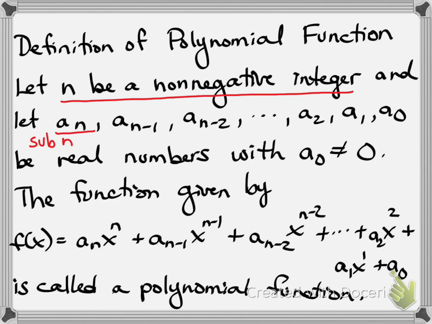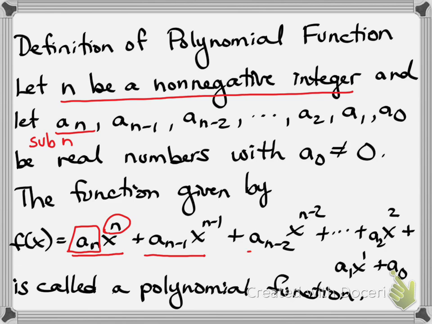So all of these a sub whatevers are just real numbers. They're just variables standing for real numbers, and they're in a little pattern. And the last one they're saying can't be 0. Then the function given by a sub n x to the n. So this is the coefficient of the variable raised to the nth power. They're just keeping it kind of organized. And then a sub n minus 1 times x to the n minus 1. That's the n minus 1th coefficient.